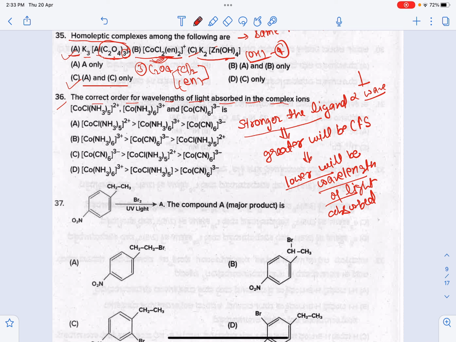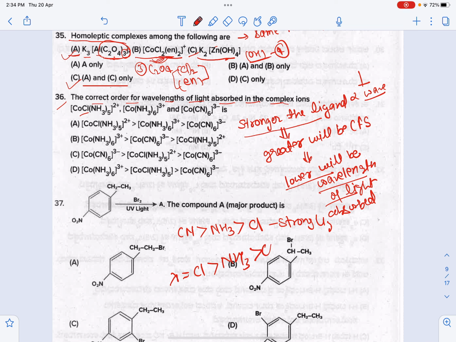Just find out which one has the stronger ligand. You know that CN is the strongest ligand, then there is ammonia, and then chlorine. So what will be the order of wavelength? This is the order of strong ligand. Now what will be the order of wavelength? The order of wavelength will be Cl, then NH3, and then CN.